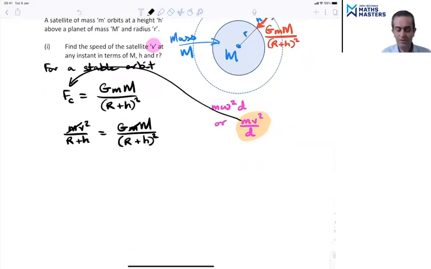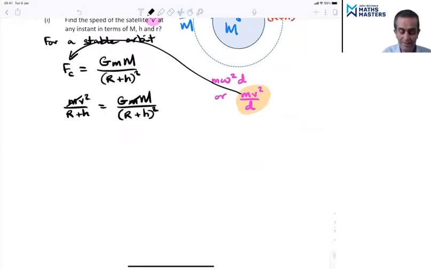Now, also we notice that we have an r plus h on the bottom on the left, and we have an r plus h squared on the bottom on the right. Now, that means that the r plus h on the left is going to cancel with one of the r plus h's on the right. So we'll do that all on the next line.